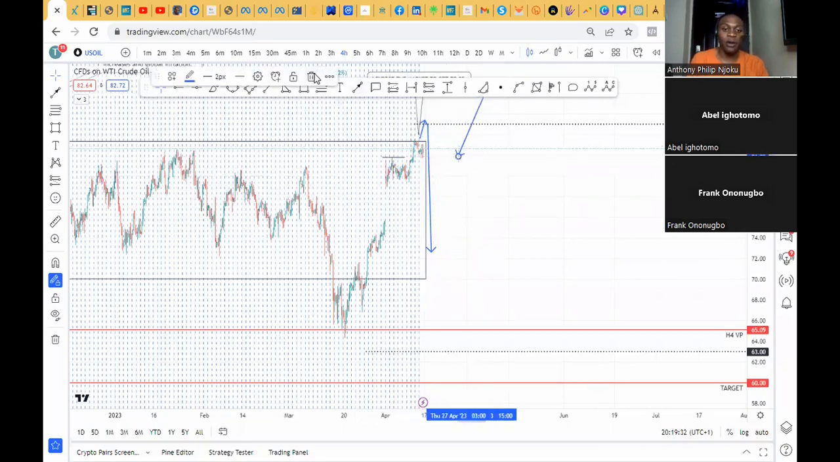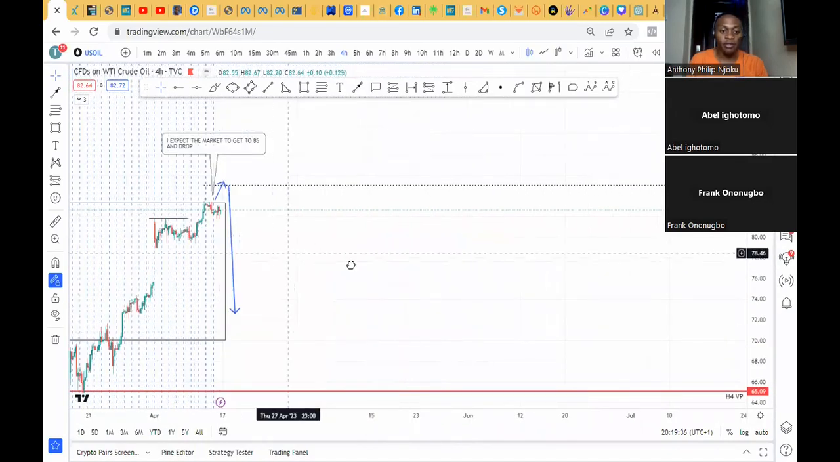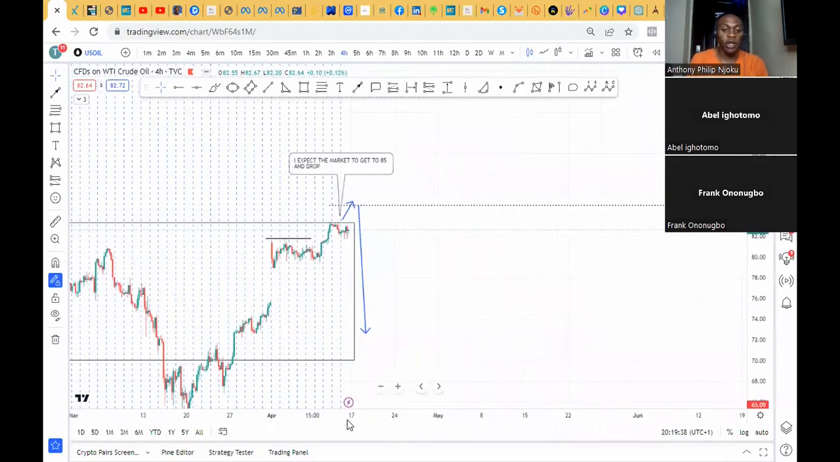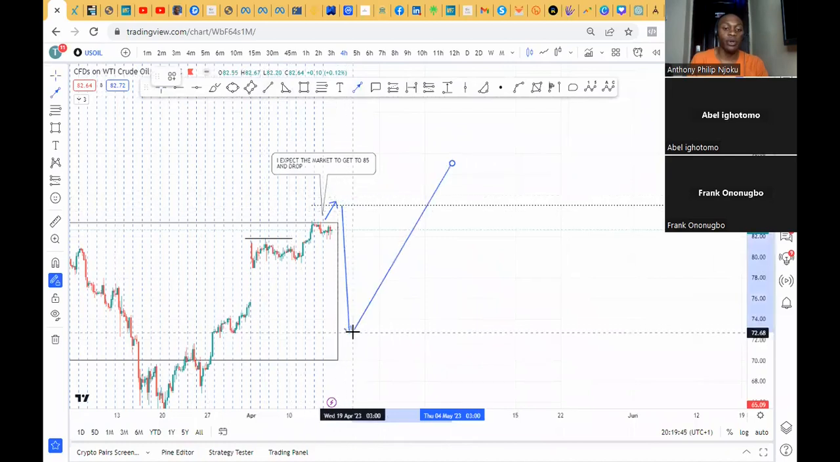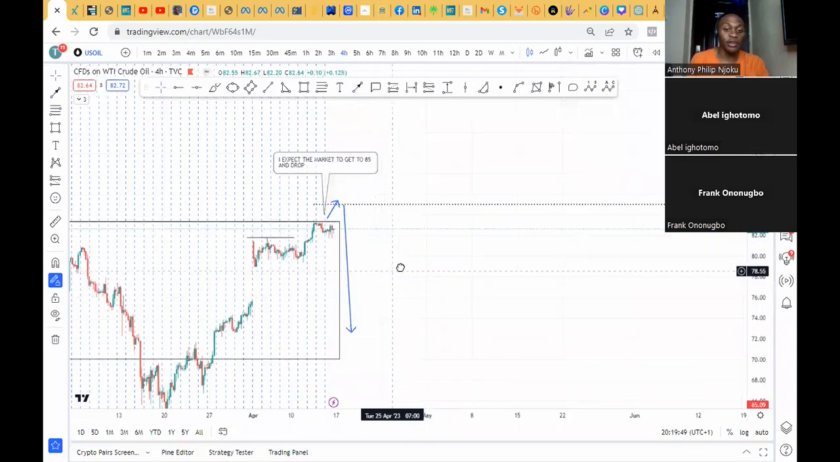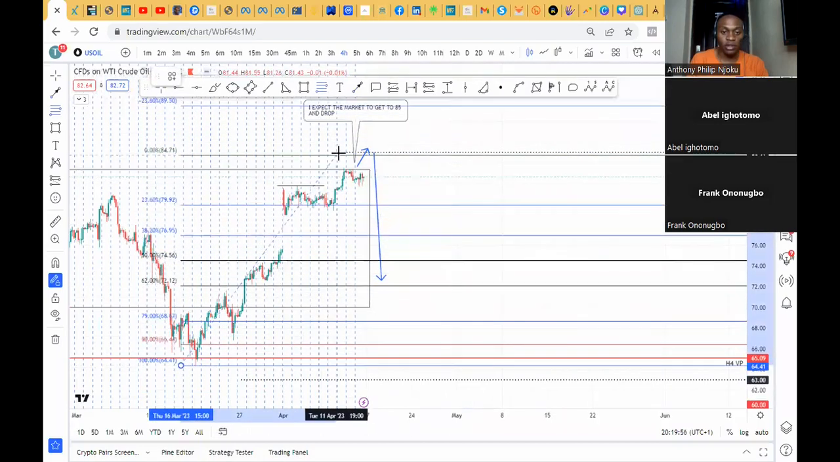So at this point now, a commodity like oil is very precious. I expect the market to move more up, starting the week, heading into 85, and then from there we drop. And it's going to be a corrective structure, not really a reversal. And you have to check out the corrective structure. We take it this way.